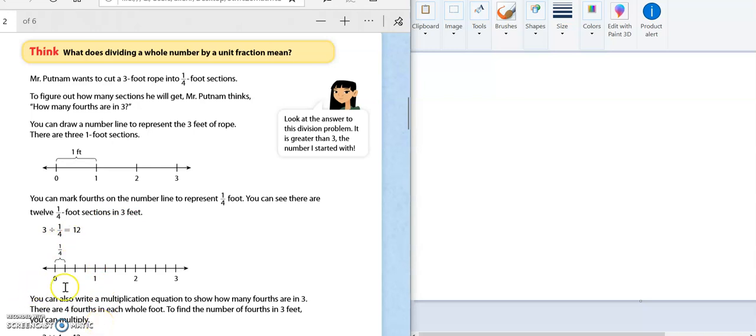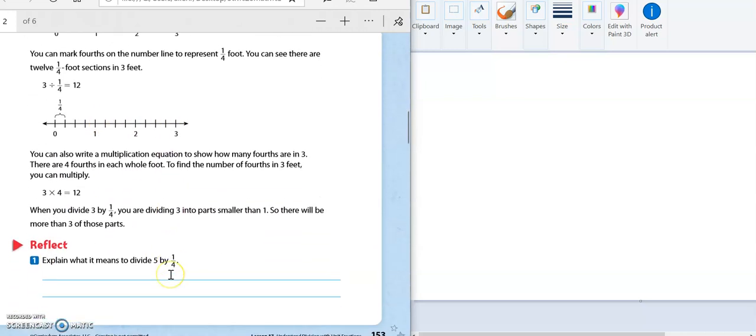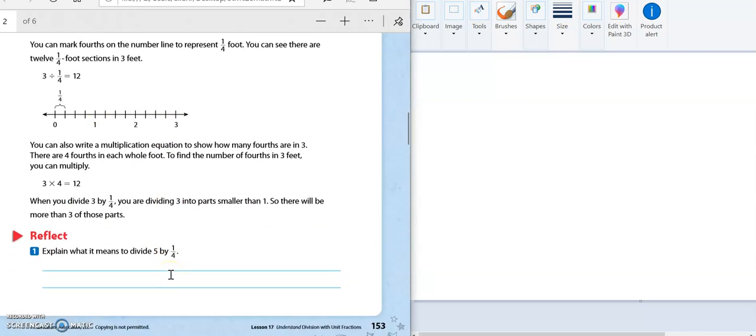So looking at the number line, between 0 and 1, you have 1/4 marks. So between 0 and this 1/4, it's 1/4. Then there's 2/4, 3/4, and 4/4. So there's 1/4 between each section. You can also write a multiplication equation to show how many fourths there are in 3. There are 4 fourths in each whole foot. To find the number of fourths in 3 feet, you can multiply 3 times 4 equals 12. When you divide 3 by 1/4, you are dividing 3 into parts smaller than 1. So there will be more than 3 of those parts.